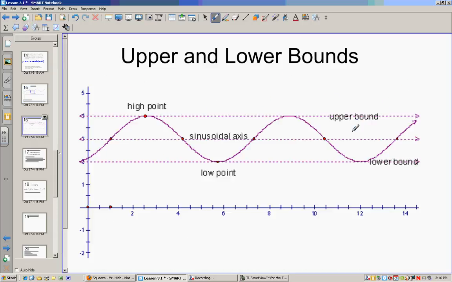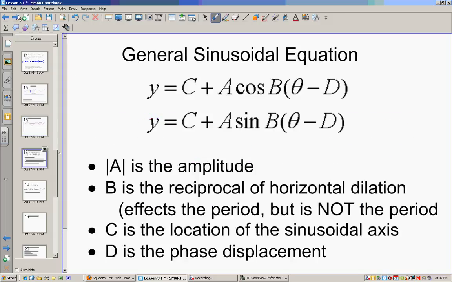All right, now upper and lower bounds. Upper bound is where the highest point in our sinusoidal function is, and lower bound is where the low point is. And the sinusoidal axis will be right in the middle.